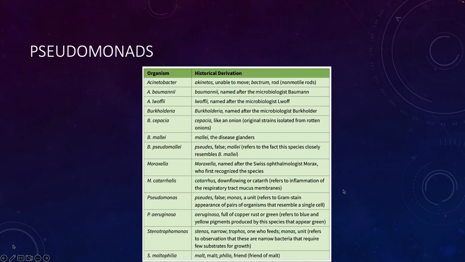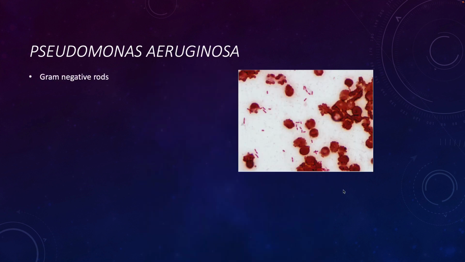The Pseudomonads consist of a number of different genera that are all fairly closely related, which is why they are grouped together. We're not going to talk about all of them, but we are going to talk about some major potential pathogens that you could see, especially in the States. So Pseudomonas aeruginosa is the first bacterium we're going to talk about. Pseudomonas is the genus, so Pseudomonas aeruginosa is the species.